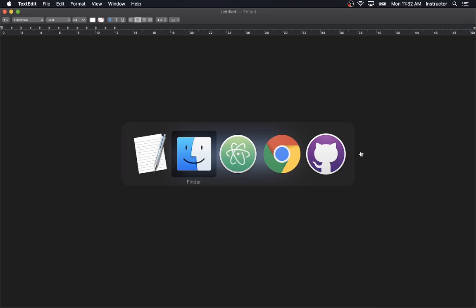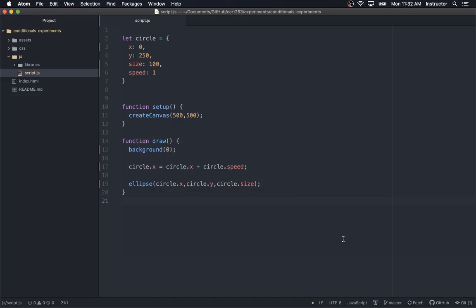Okay, so let's return to our basic moving circle code. Remember, we have a circle. It has an x, a y, a size, and a speed. I've started its x at 0 here because it's going to move from left to right. We create our canvas, set our background, and then we have this all-important line that makes the circle move, which is that we change its x position by adding its speed.